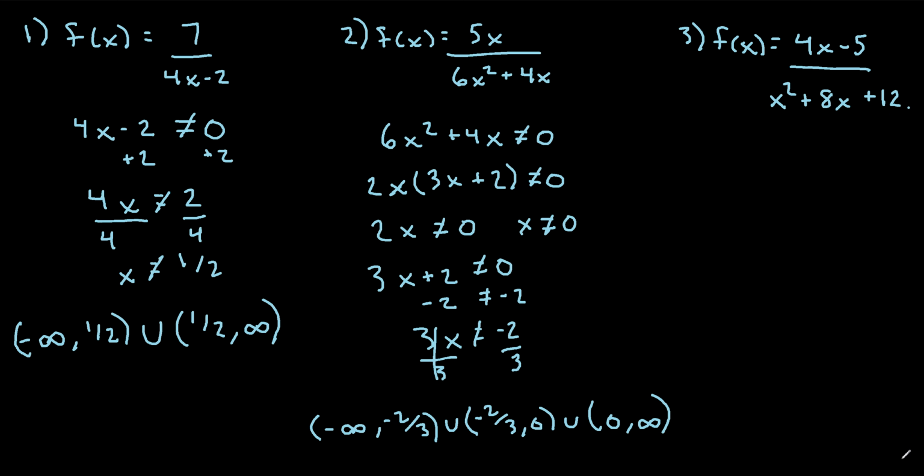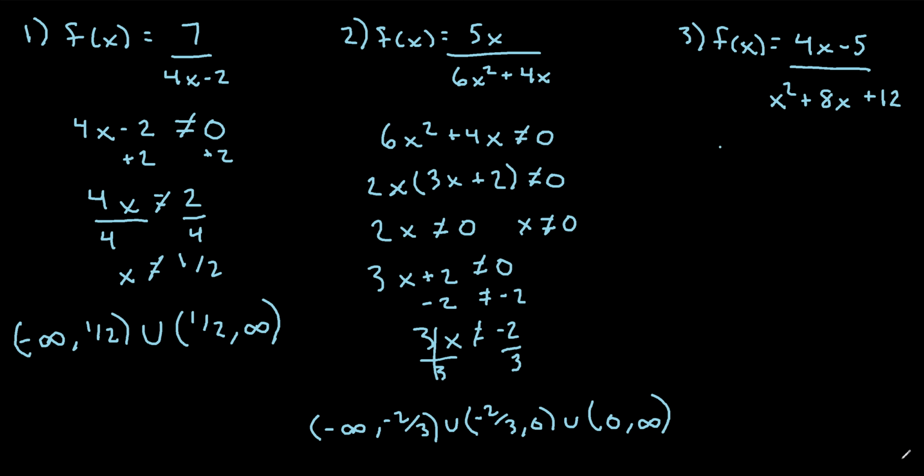So once again, if the denominator is equal to 0, then this whole function is undefined. So that's not allowed. So we need to figure out what values of x, when they're plugged in here, make this denominator equal to 0. So what we can do is factor this polynomial on the bottom. And the way that we do that is we say, what numbers multiply to 12 and add to 8? Well, that would be 6 and 2.